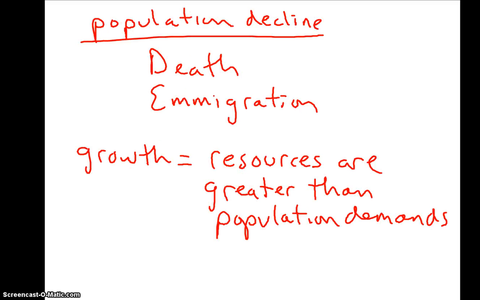Now, population decline can have the opposite too. So populations will decline because of death, so that will balance out births. And then there is emigration, so the number of individuals that leave a population.